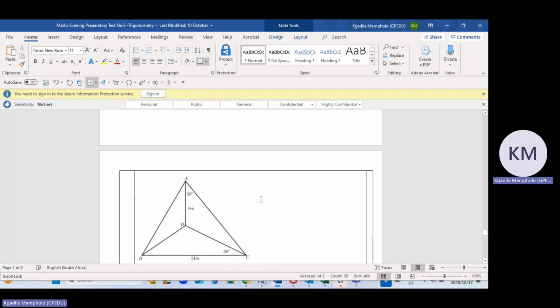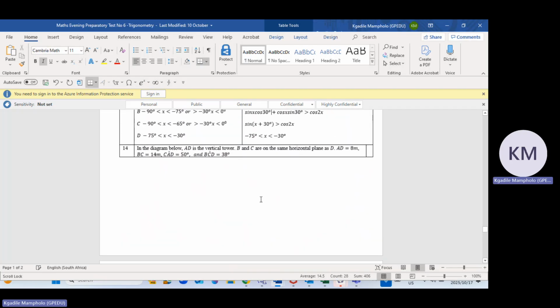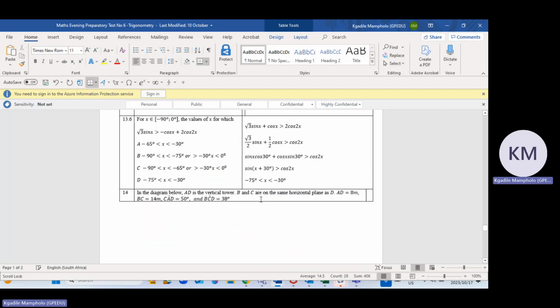18.6. For x an element of minus 90 degrees and 0 degrees, find the values of x for which root 3 sine x is greater than minus cos x plus 2 cos 2x.